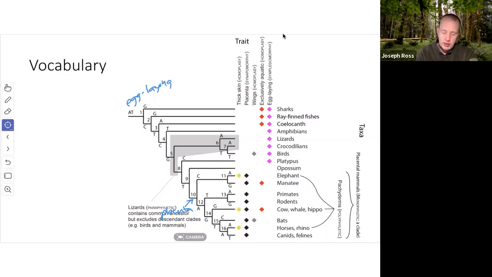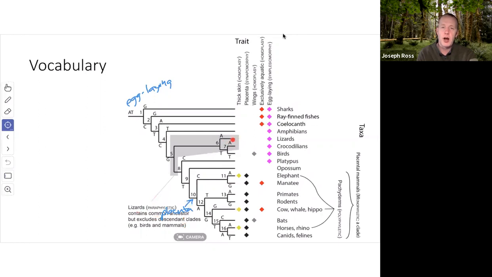And the last one then is paraphyletic groups. So we've got monophyletic, we've got polyphyletic. Those are caused by homoplasies. And then we've got lizards. So lizards is a group of organisms. I've grouped lizards and crocodiles together, reptiles in particular, but let's just stick with lizards. What it says here is contains common ancestor, but excludes descendant clades. In other words, we can refer to a group of organisms as lizards, but lizards is a paraphyletic group. It's not a monophyletic group.